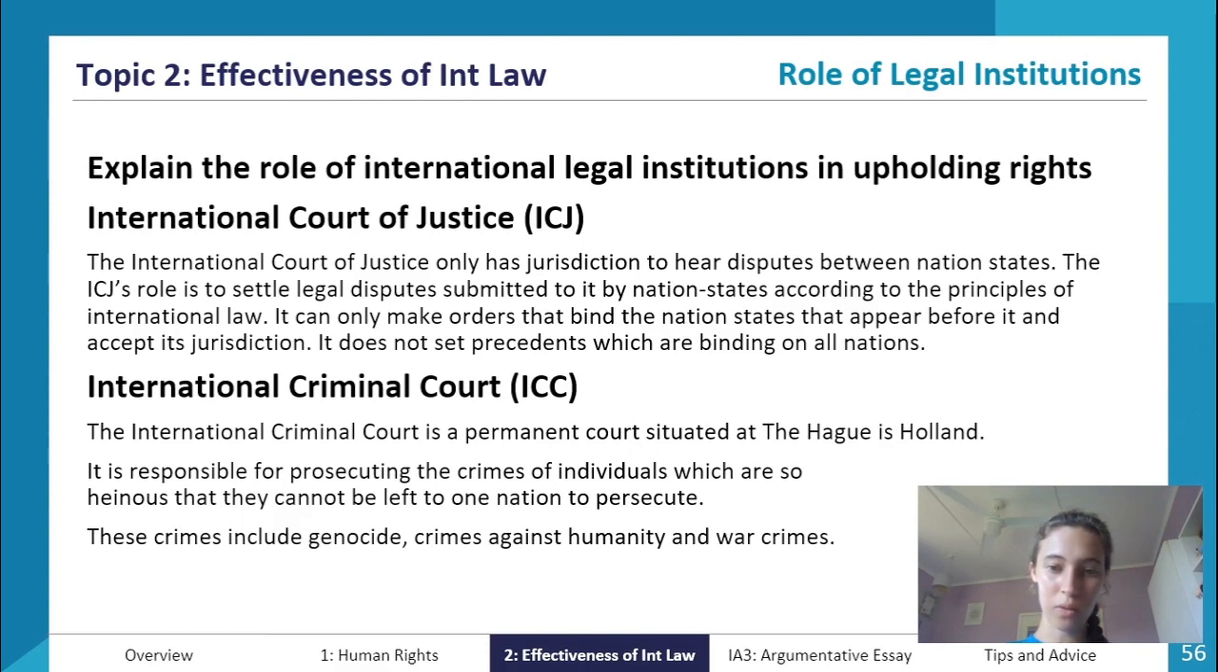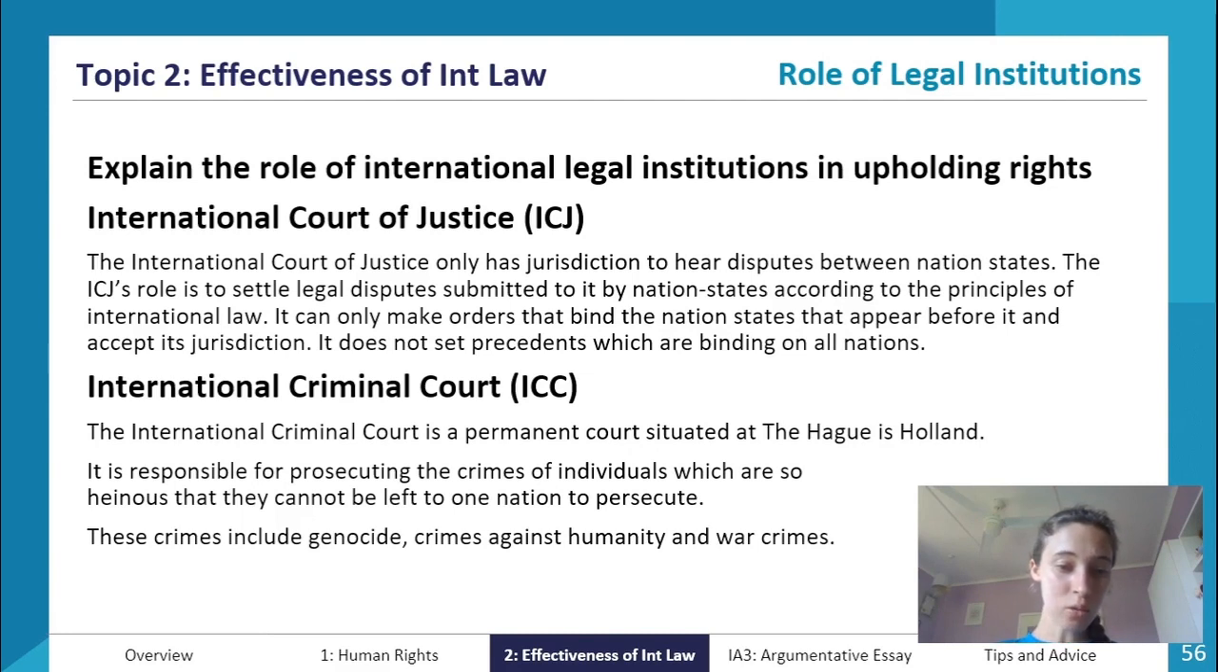So it doesn't set precedents which are binding on all nations. So if we think about what you would have done previously in legal studies, you probably would have looked at criminal law with precedent cases and things like that. So in this case, the International Court of Justice can't make those precedents based on its decision making, which are binding on all nations. It's specifically looking at the two states that are having a dispute at any given time.